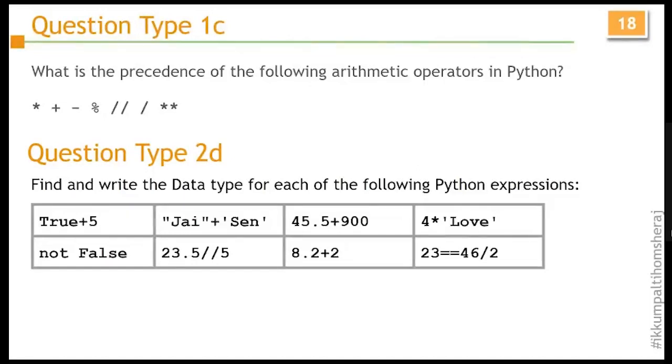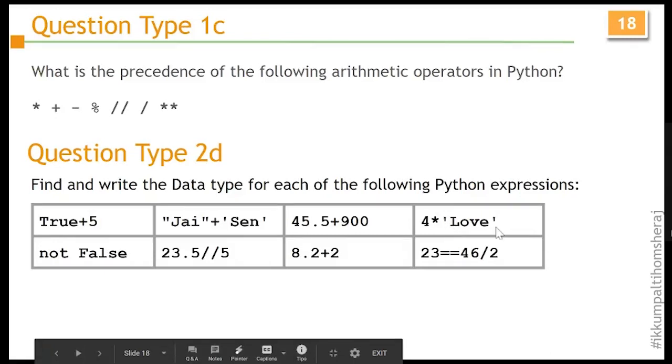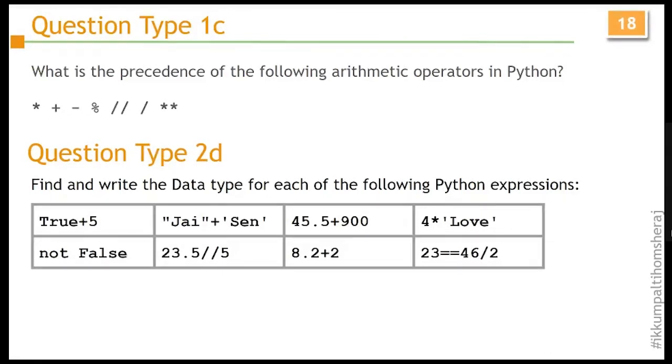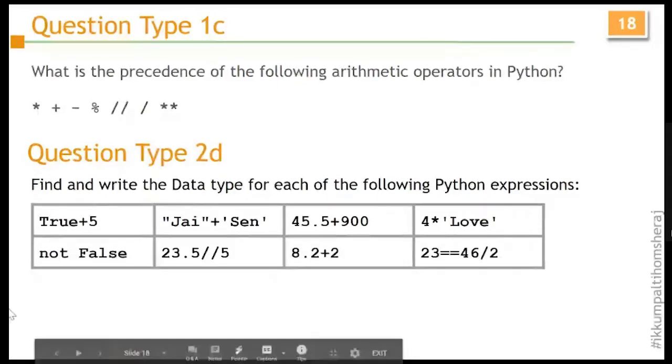Then we have 45.5 added to 900. When we are adding float with int, obviously float is considered the higher data type compared to integer. So the final result is going to turn into float. The fourth one, where we are multiplying 4 with a string, that is "love", the final result will be "love" repeated 4 times, and that is why it will remain str, that is string. When we talk about not False, the result of not False is going to be True. True is going to be bool data type.